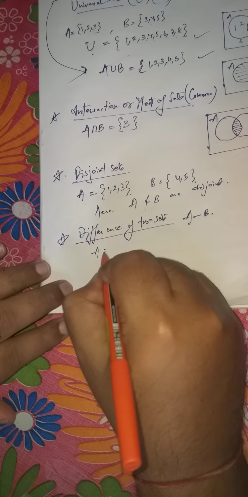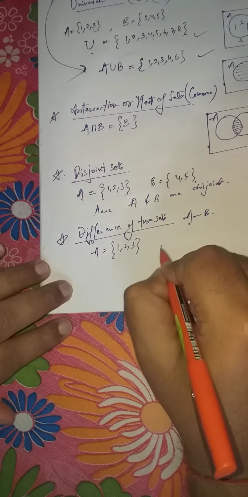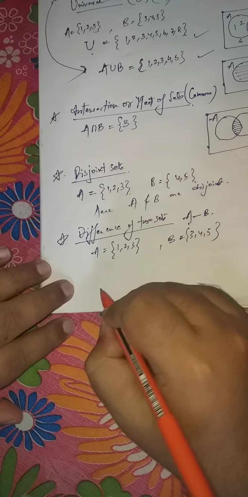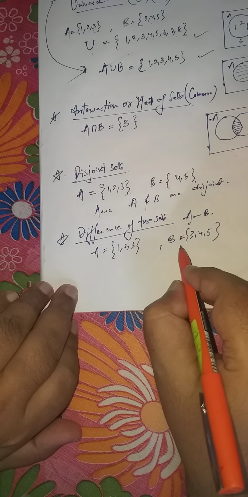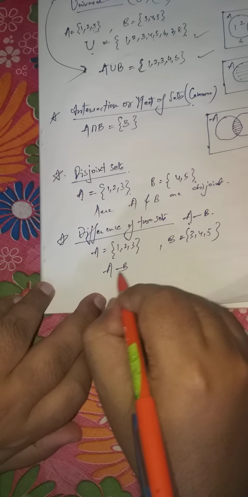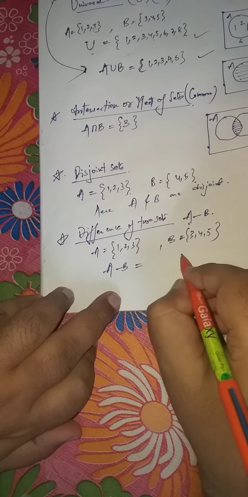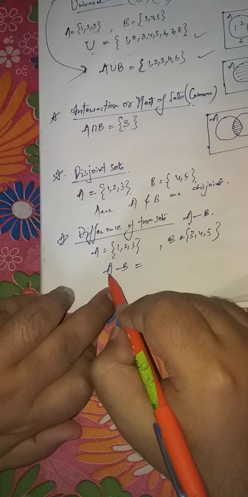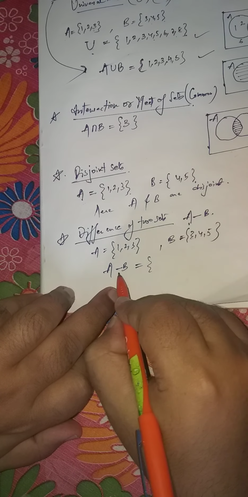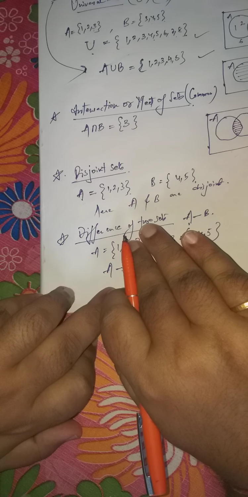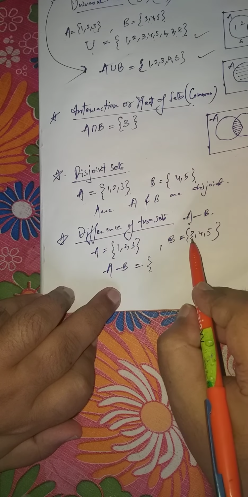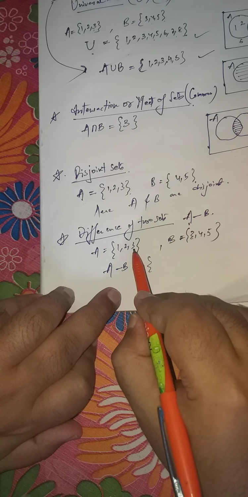For example, again take A to be 1, 2, 3 and B to be 3, 4, 5. See, consider two sets, A 1, 2, 3 and B 3, 4, 5. If you want to find the difference of these two sets, that is A minus B, what will you do? The element should be there in A but should not be there in B. So here 3 is common. Minus B means you have to take the elements which are there in B out of the set A. So the only element which is in B and also present in A is 3.